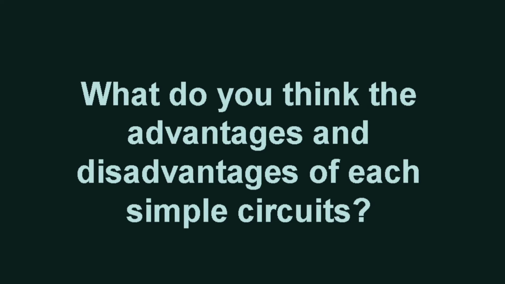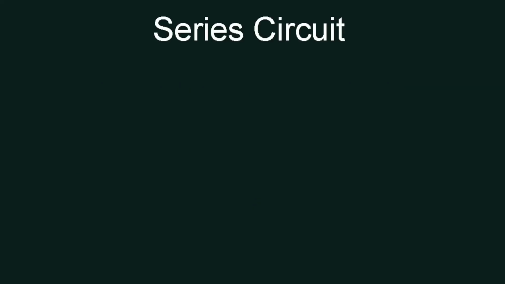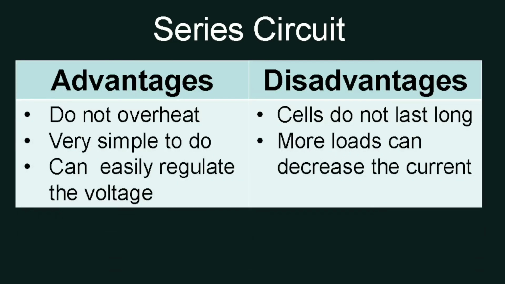Now, what do you think are the advantages and disadvantages of each simple circuit? In a series circuit, the advantages are it does not overheat, it is very simple to do, and it can easily regulate the voltage. While the disadvantages are cells do not last long and more loads can decrease the current.